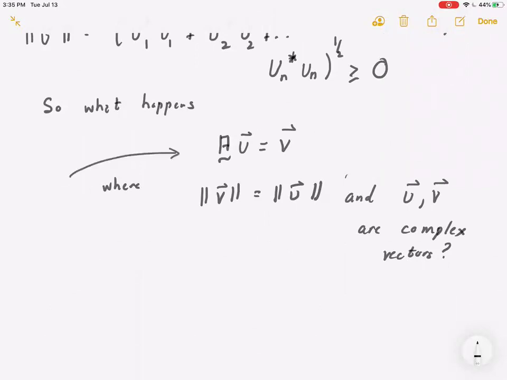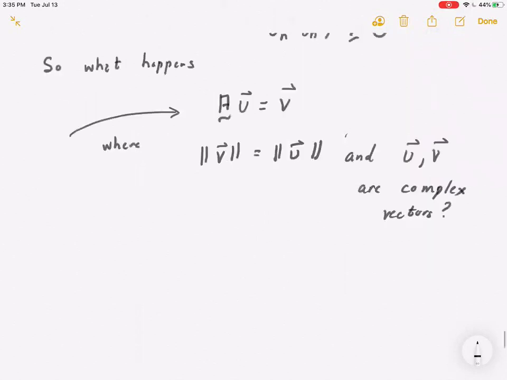Before, in the previous case, if I wanted to do this, it turns out that A had to be an orthogonal matrix. But that was only true if U and V were real vectors. Now let's look at the case where U and V are complex vectors. What can I say about A? Well, the proof is going to be very similar. I just have to be careful.